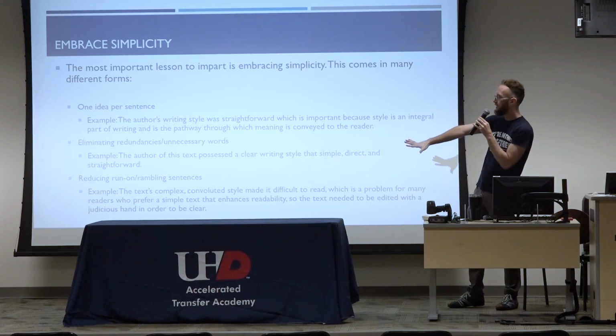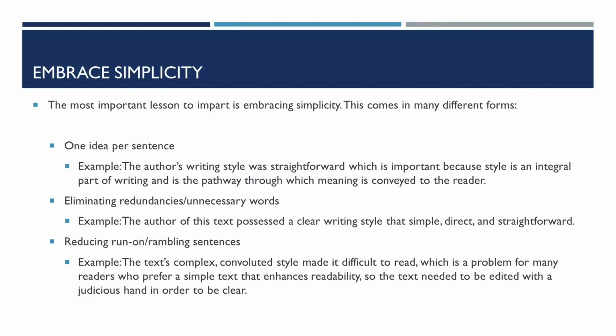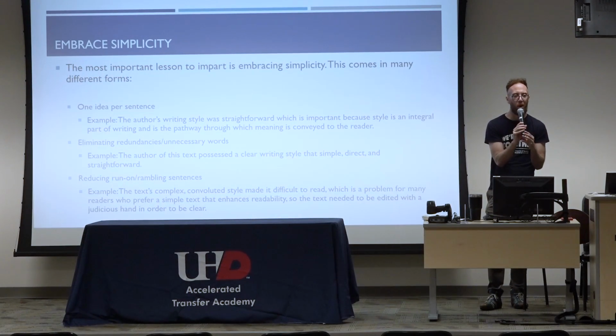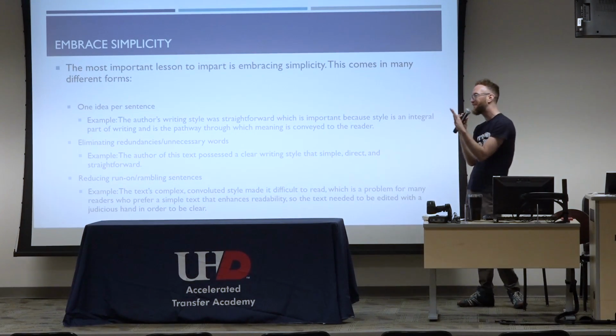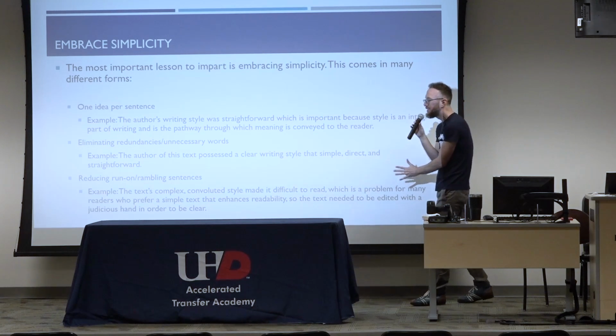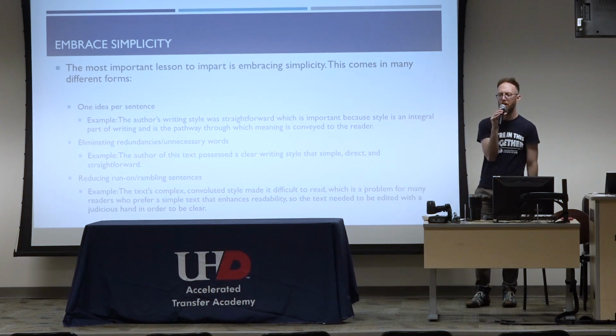And then avoid run-on, rambling sentences. "The text's complex, convoluted style made it difficult to read, which is a problem for many readers who prefer a simple text that enhances readability, so the text needed to be edited with a judicious hand in order to be clear." It's a somewhat ironic sentence, talking about the fact that it needs to be simple and clear, but nevertheless it is a very convoluted sentence in form.